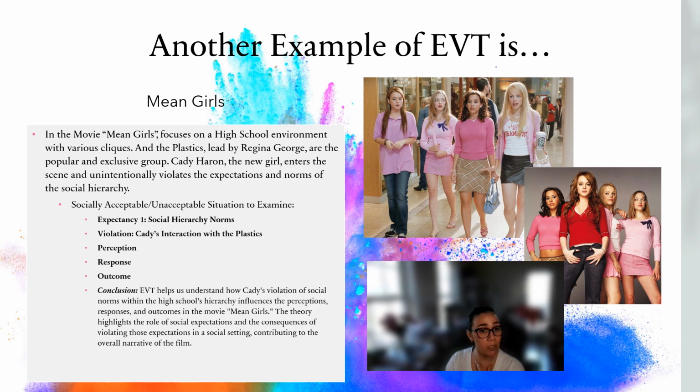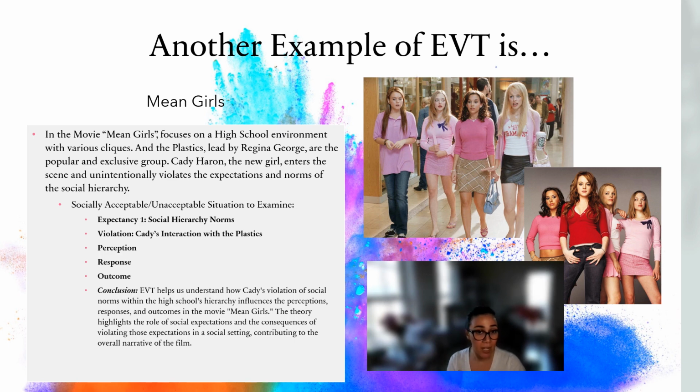Now, Katie Heron is the new girl. She enters the scene and she unintentionally violates expectations and norms of the social hierarchy. So this is going to create a lot of problems, right? So the social hierarchy norms, meaning within that high school, there are established norms and expectations regarding their hierarchies. The plastics are at the top, and there's an unwritten rule about who is allowed to interact with them, what is allowed, what is socially acceptable, and so on and so forth. The violation is when Katie's interaction with the plastics comes into play. Katie is new and she's not aware of the social norms because she was homeschooled and lived in Africa most of her life.